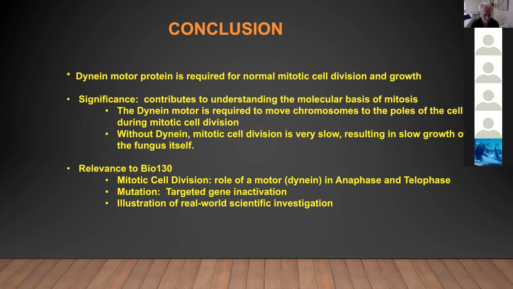How is this related to Bio 130, what we're talking about? Well, we spent a lot of time talking about mitosis and mitotic cell division, and now we know that one element of that we hadn't talked about before is, in fact, a motor protein called Dynein. And this functions in both anaphase and telophase of mitosis. It's related because we've spent a lot of time talking about mutations and how mutations occur and how you can make targeted mutations. The choice technology nowadays is CRISPR, but before the days of CRISPR, we could still do it by taking advantage of homologous recombination. And finally, this is an illustration for you to consider of how real-world scientific investigation is done.